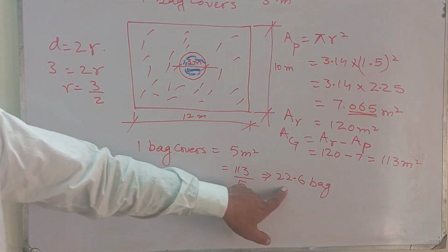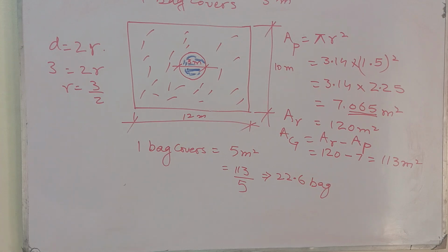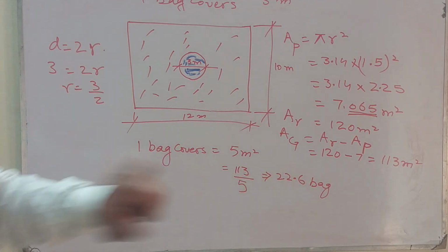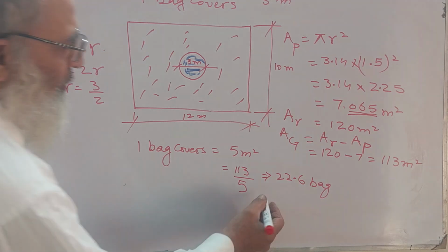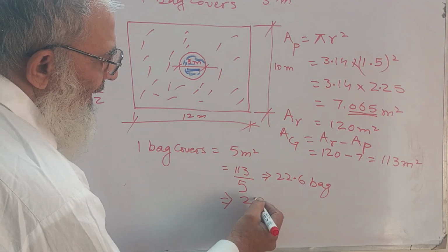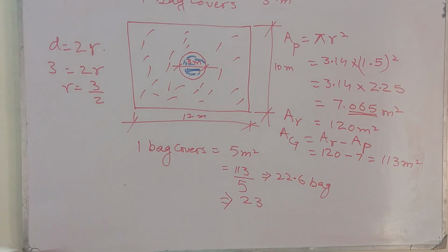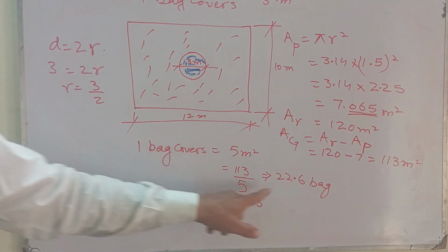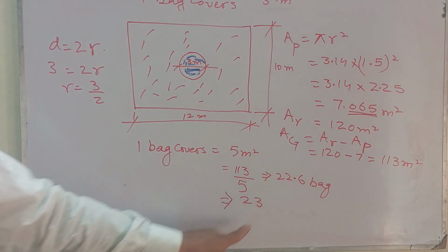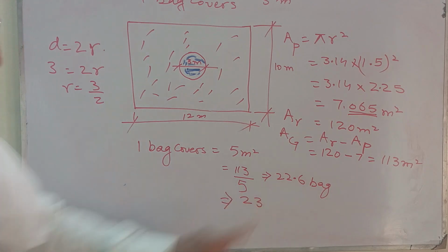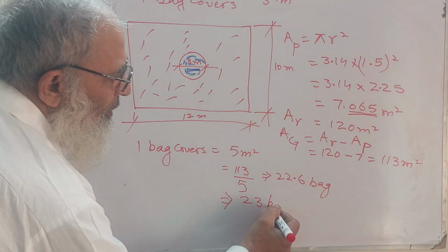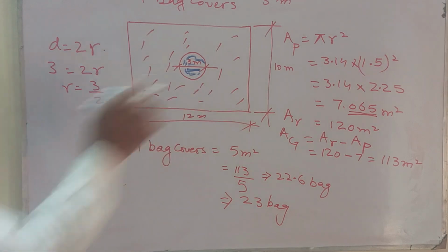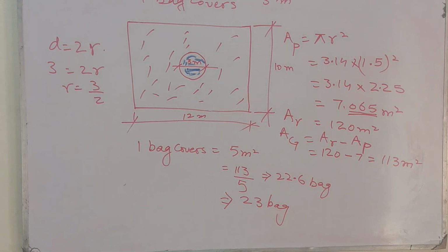Now you see 22.6. When you go to the shop, you will not be able to get 0.6 of a bag. Rather, you will have to buy a whole bag, and that is 23 bags. And if you leave this 0.6, some of the area will be left. So you have to buy the higher amount. 23 bags will be enough to cover this whole area.